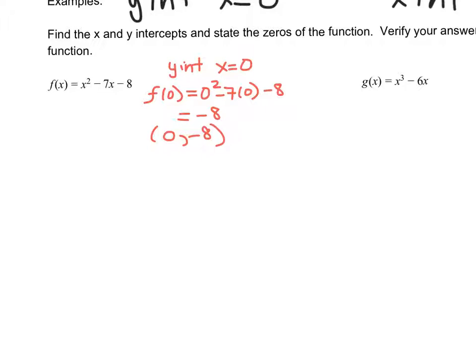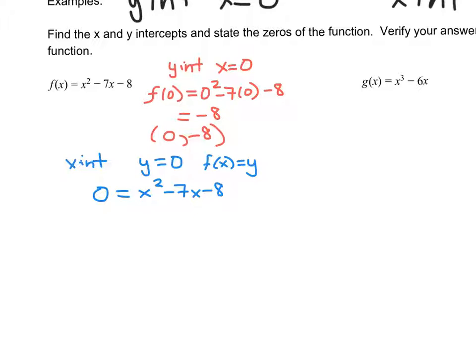Now, x-intercepts are typically a little more difficult. So for the x-intercept, we said y is going to equal 0. But I don't really see a y in this function. I see f of x, I see x. But remember, f of x is the same thing as y. So I'm just going to replace the whole f of x with 0. So I'm going to solve the equation 0 equals x squared minus 7x minus 8.